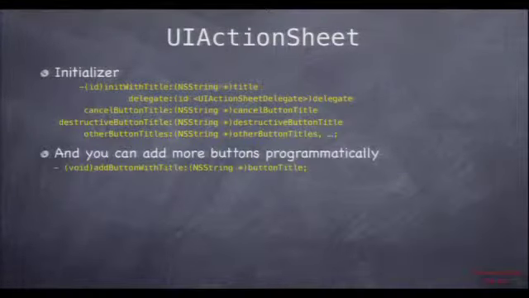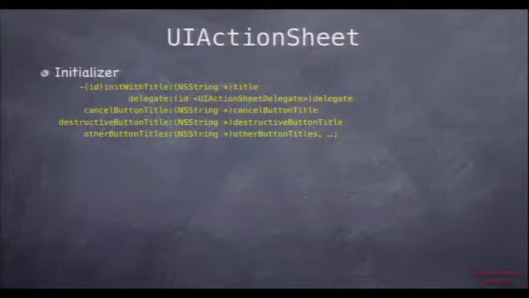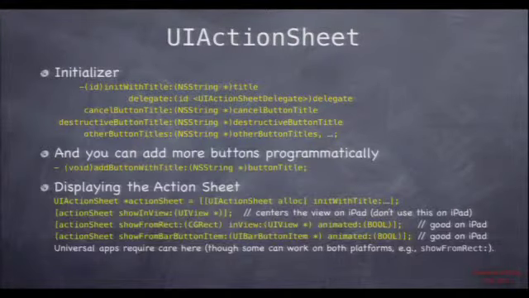So you specify all your buttons in the init, usually, but you can also add them with this method, add button with title. So that's to dynamically add them. And then to display the action sheet, after you create it, you use one of these show methods on it. So there's show in view, which on the iPhone slides up from the bottom. All these are pretty much going to slide up from the bottom of the iPhone. On the iPad, it would center the view, and so you don't want that.